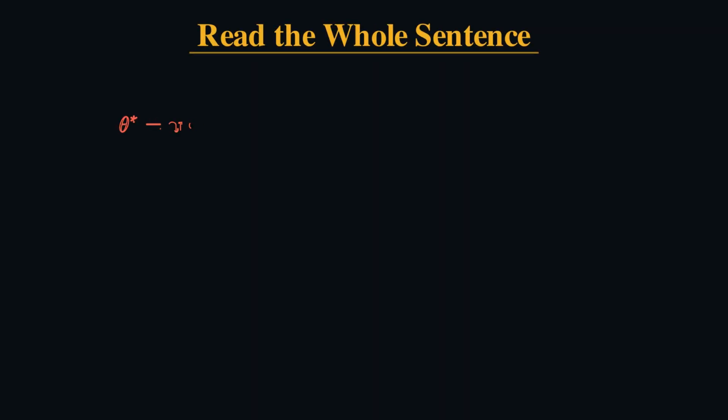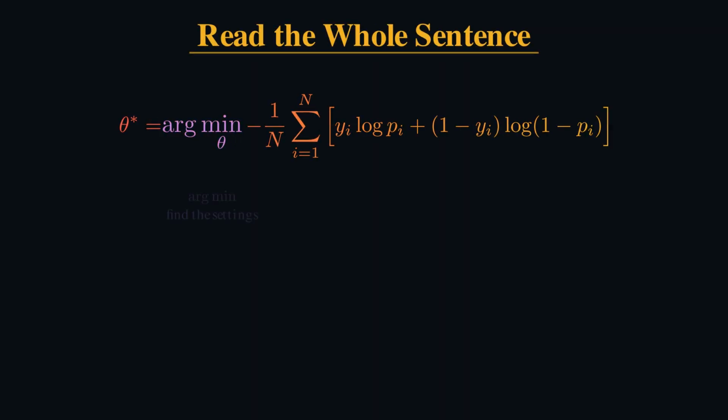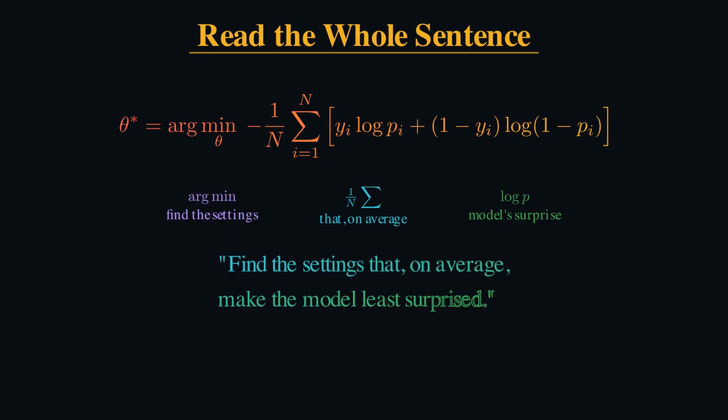Now we read the whole sentence. Here is that cold open line again. It used to be a wall. Watch it dissolve. Arg Min means find the settings. 1 over n, sum, means that on average. The log p term measures how surprised the model was. Put it together, and the line simply says, find the settings that, on average, make the model least surprised by the data. That is it. The terrifying formula was a plain sentence all along.